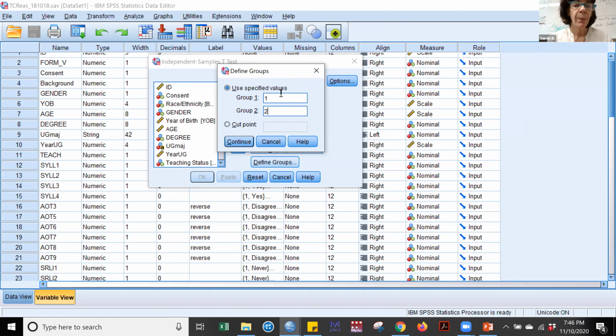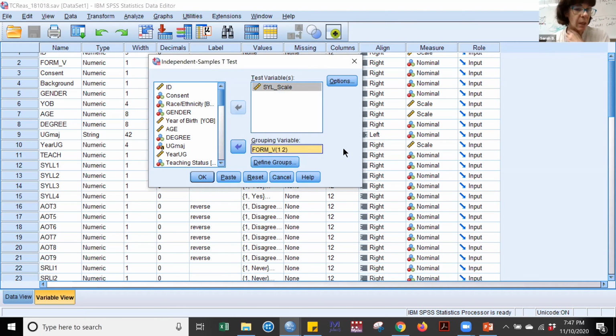But I know that for form, I have two groups. I have some people who were assigned to Form A, and that is numbered in the data set 1, and some people who were assigned to Form B, which is numbered in the data set 2. By the way, those have to be numbers. They cannot be letters. So that's important when you enter your data into the spreadsheet or statistical package.